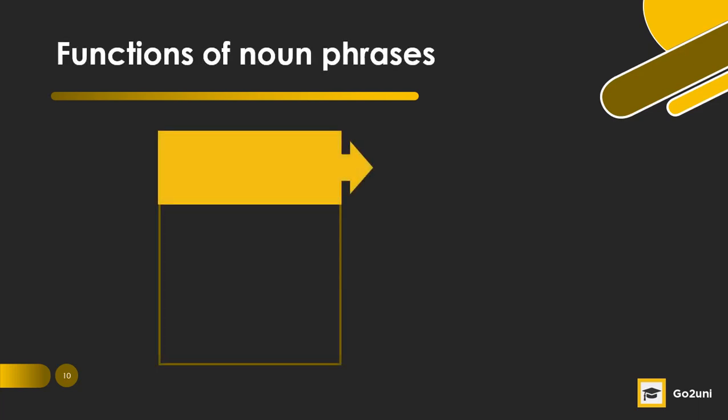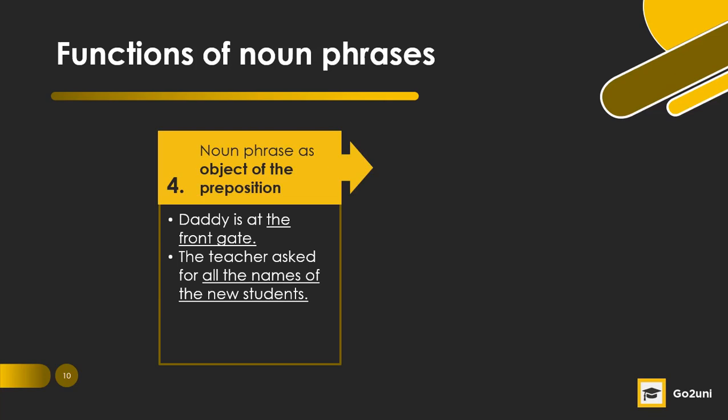Another function we want to look at is noun phrase as object of the preposition. Of course, you may remember that a preposition is a word that shows relationship between other words in sentences. Okay, so let's look at some examples. Daddy is at the front gate.